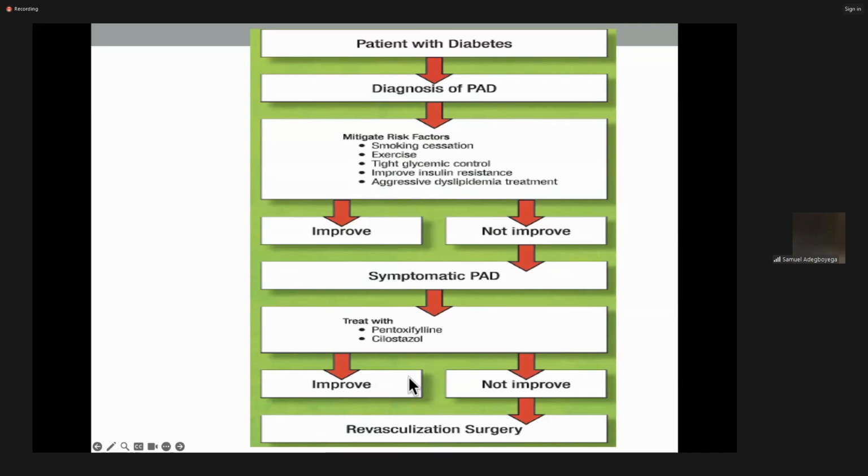So let's say you put a patient on cilostazol and it's still not getting better. The next thing is to do revascularization. So that's very important. You should know that.